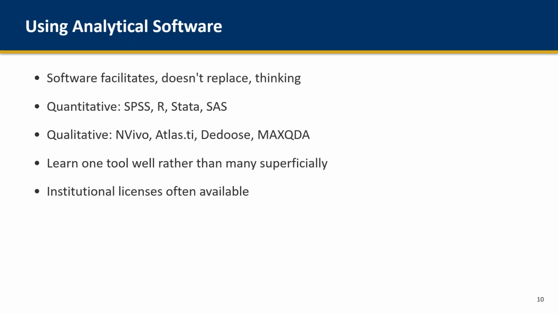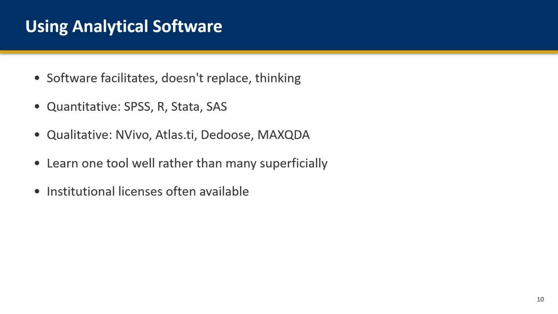Analytical software is essential for most contemporary research, but it's important to understand its role properly. Software facilitates analysis but doesn't replace analytical thinking. Statistical software doesn't know which tests are appropriate or what results mean. Qualitative software doesn't generate themes or interpret their significance. You make the analytical decisions.